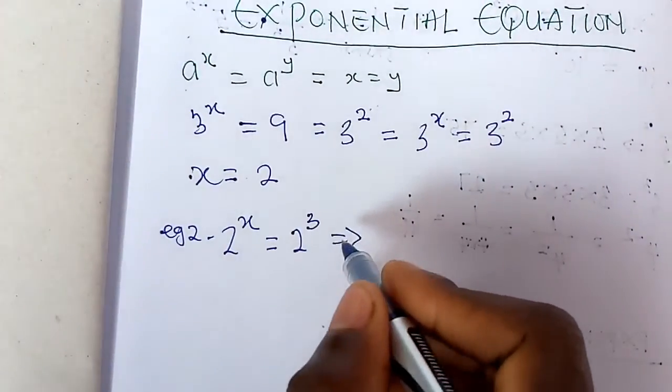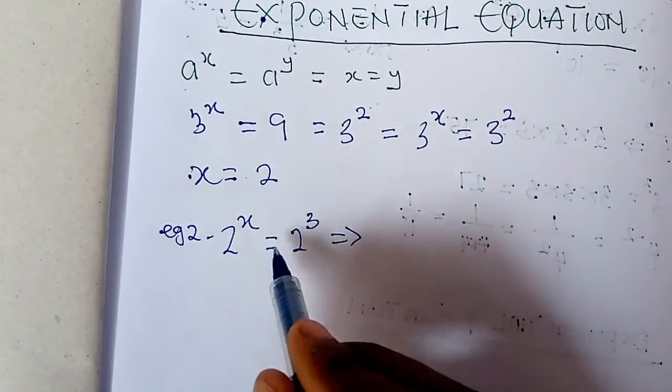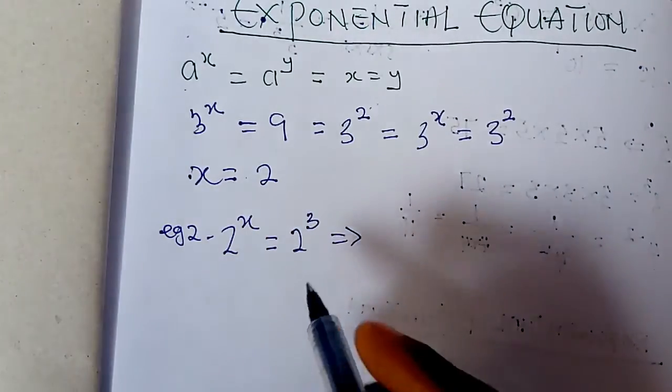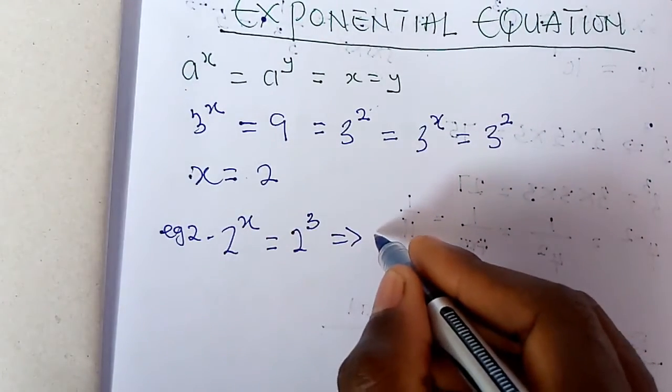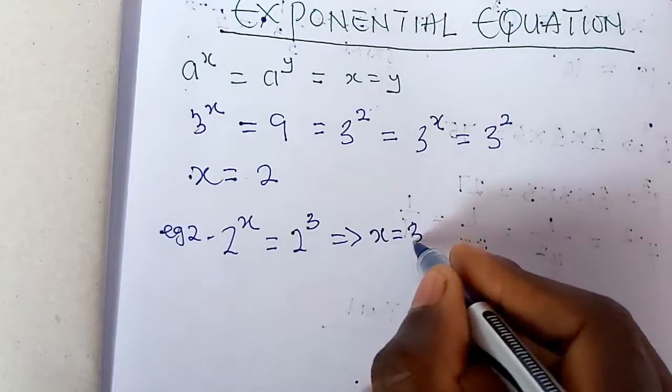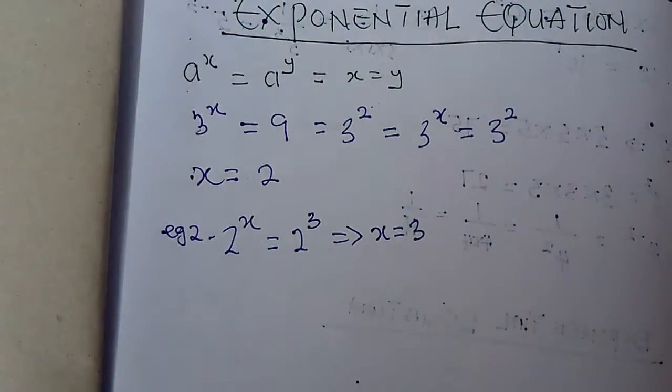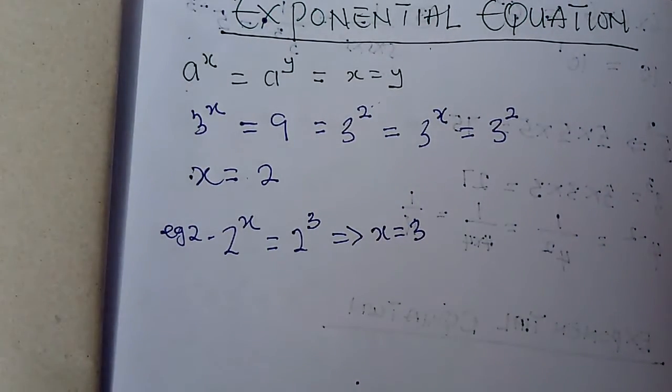So this is very simple. Now we can see that the bases are the same, and I said that when the bases are the same, we equate the exponents. So we say x is now equal to 3, like this. We move on to another example and see how we can do it.